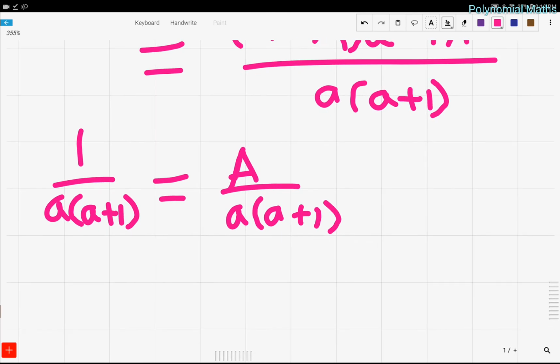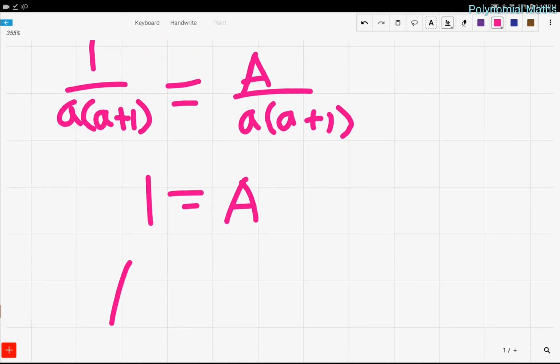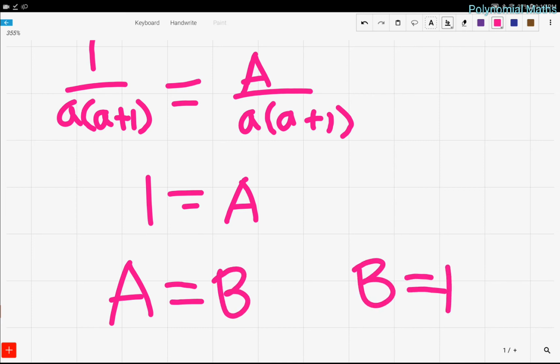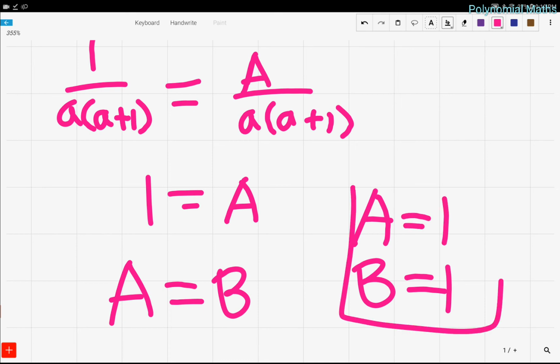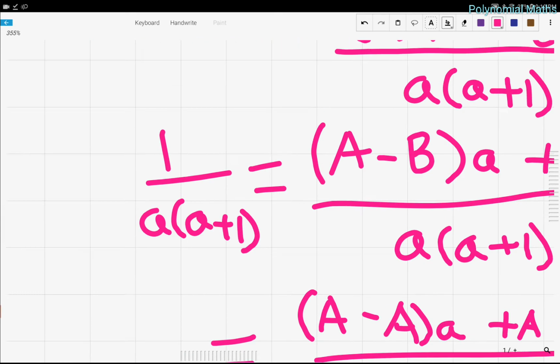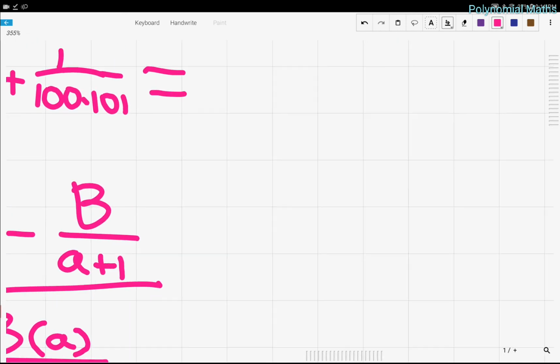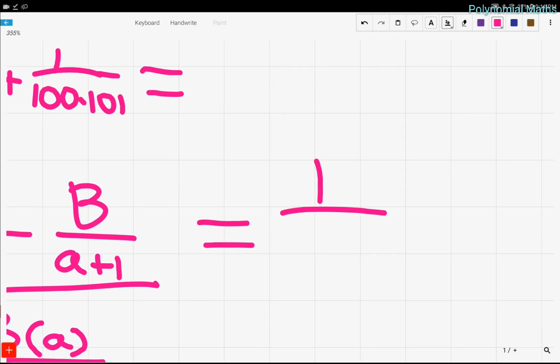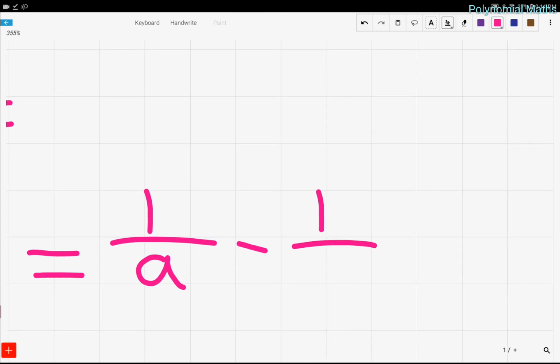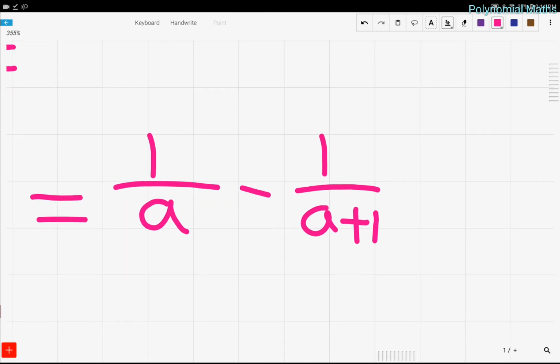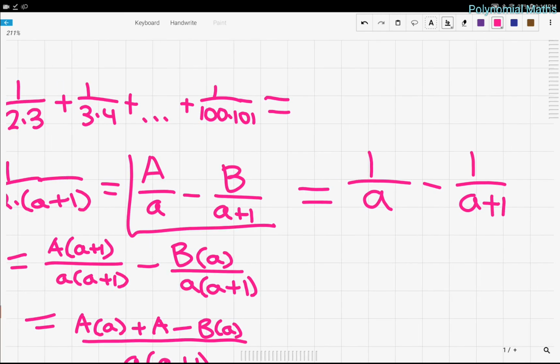And what do we see here? Well, if we multiply the whole thing by a times a plus 1, we're just left with A equals 1. And since we said earlier that A equals B, therefore B also equals 1. So A equals 1 and B equals 1. This is really important, because if we go all the way back up to what we assumed earlier, that 1 over a times a plus 1 was equal to this right here, and we substitute 1 back in, this is equal to 1 over a minus 1 over a plus 1. And if you verify that, it's actually true.